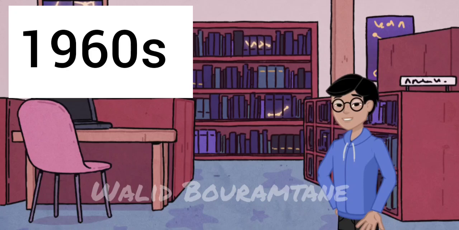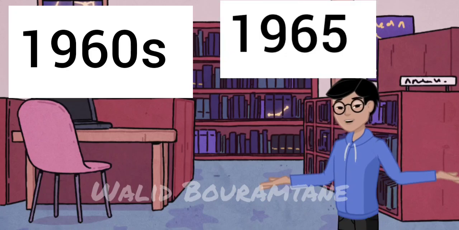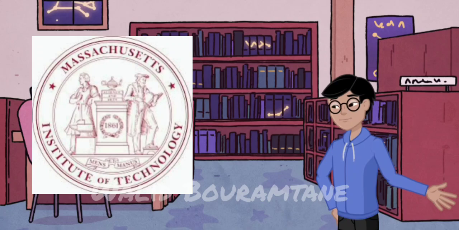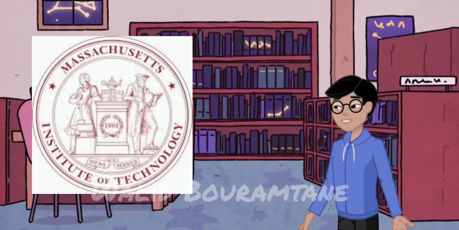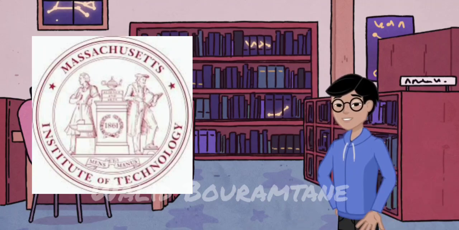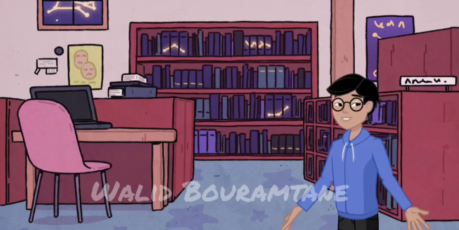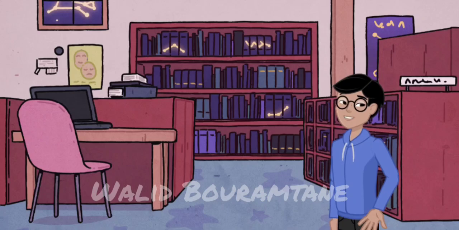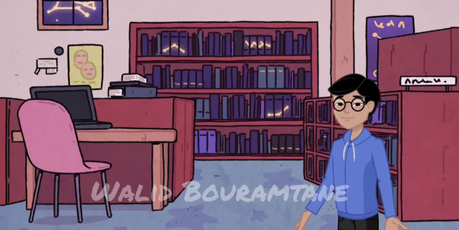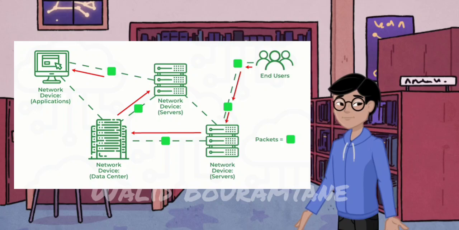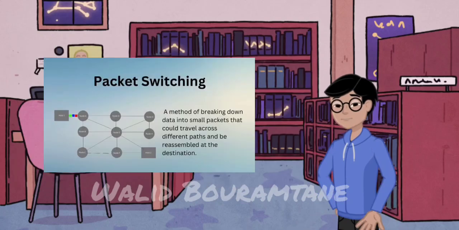1960s. 1965, MIT, Massachusetts Institute of Technology, develops packet switching technology, allowing data to be sent in small blocks called packets. MIT is a prestigious private research university located in Cambridge, Massachusetts, known for its cutting-edge research and education in science, engineering, and technology. Packet switching technology is a method of data transmission where messages are divided into smaller packets.